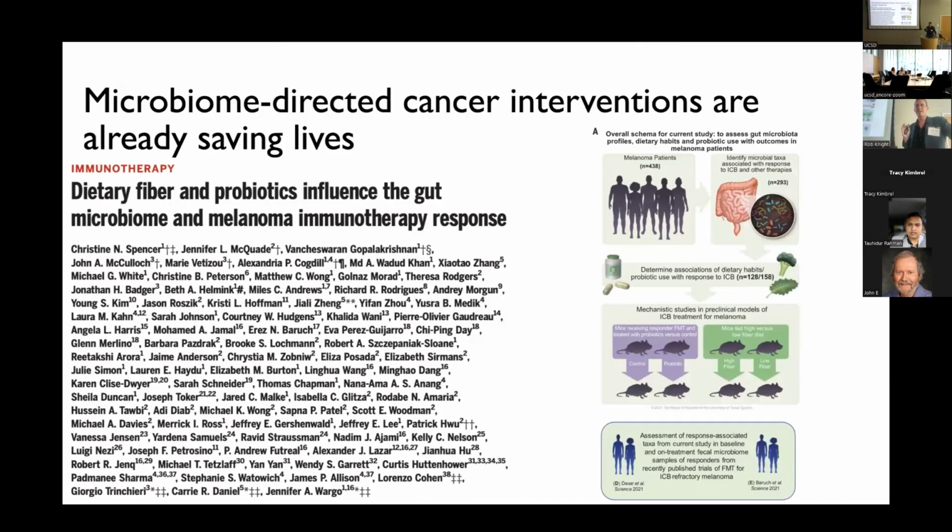And I should note that these microbiome-directed interventions are already saving lives in the context of cancer. Jen Wargo at MD Anderson has been looking at whether you can use dietary interventions like fiber and probiotics to take people who are not going to respond to checkpoint inhibitor therapy because of their microbiome and move them into the responder category. What she's found is that you can do that with dietary fiber. However, probiotics don't work and actually kill you faster.